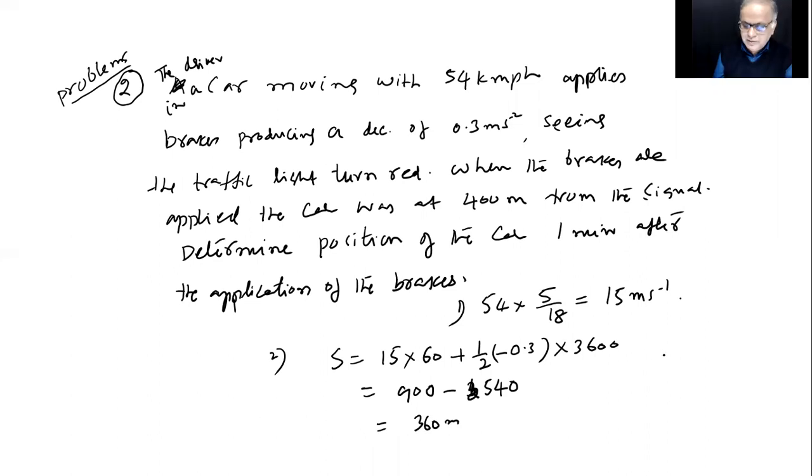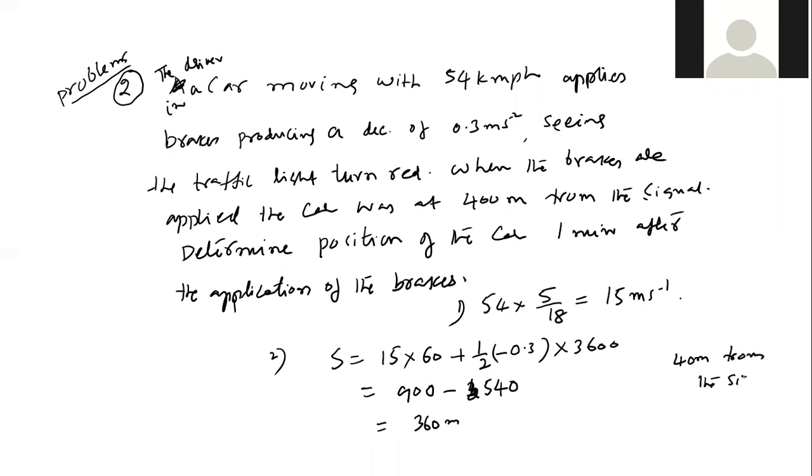That means the answer is he will be 40 meters. 40 meters near. Yes, sir. 40 meters from the signal light. That's what Amar did. Huh?